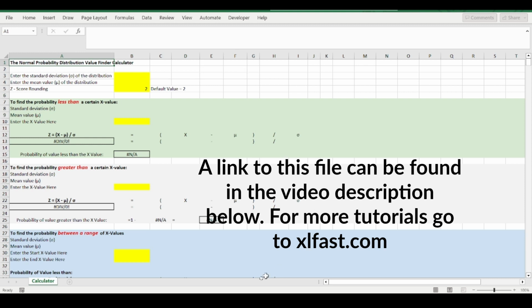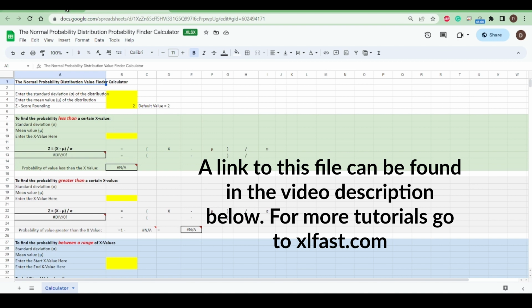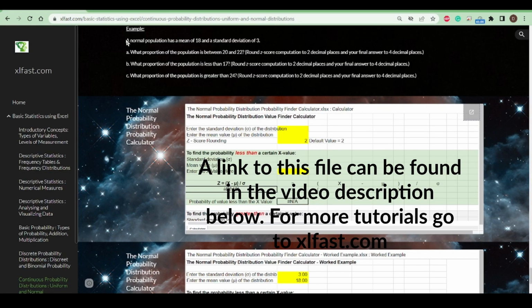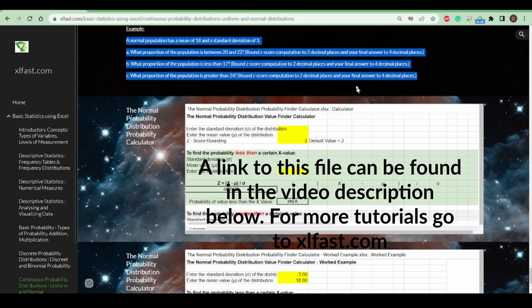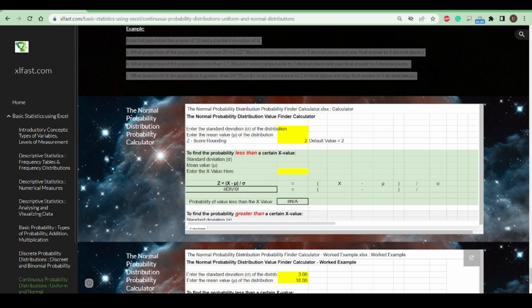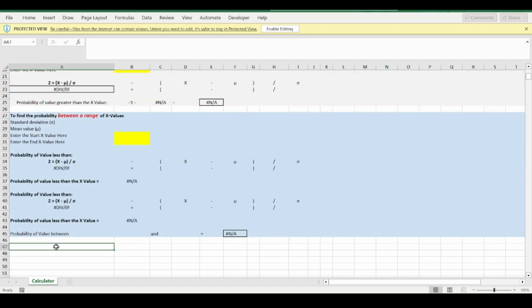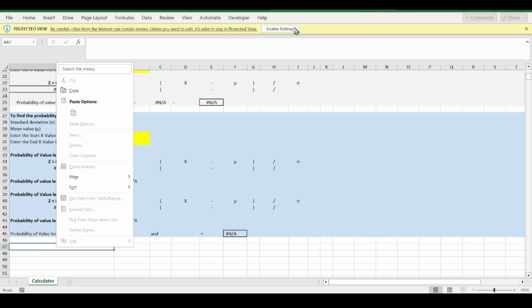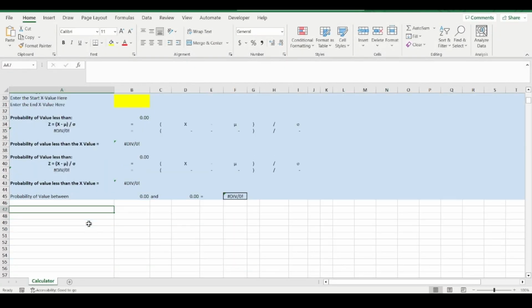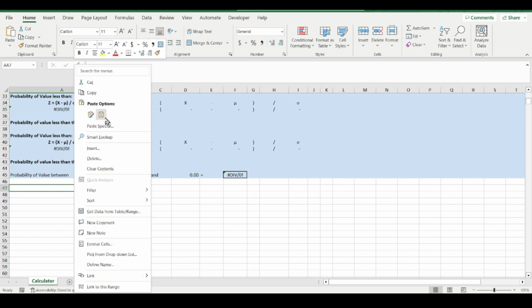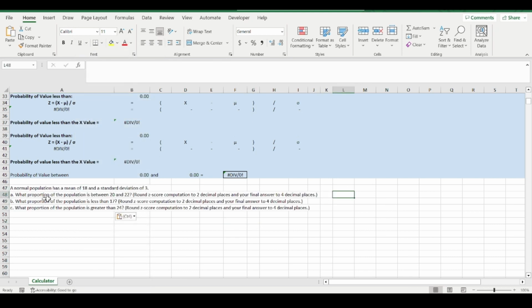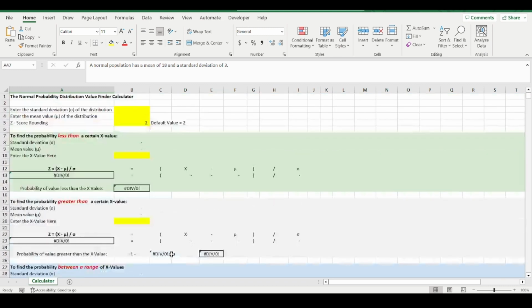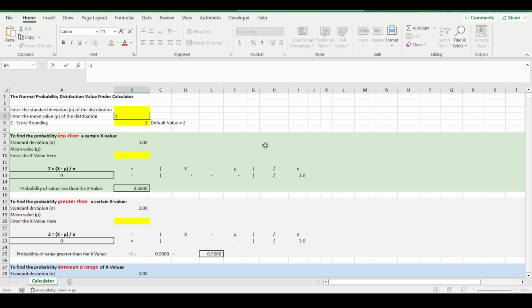Right, and what we're going to do, I'm just going to go and copy the question over there and paste it in the bottom of the file. Oops, need to click enable editing first. Okay, and now we can paste the question below. Right, so there we have it, a normally distributed population with a mean of 18 and a standard deviation of 3. Now you need to enter those two figures at the top. So it's 3 and 18.